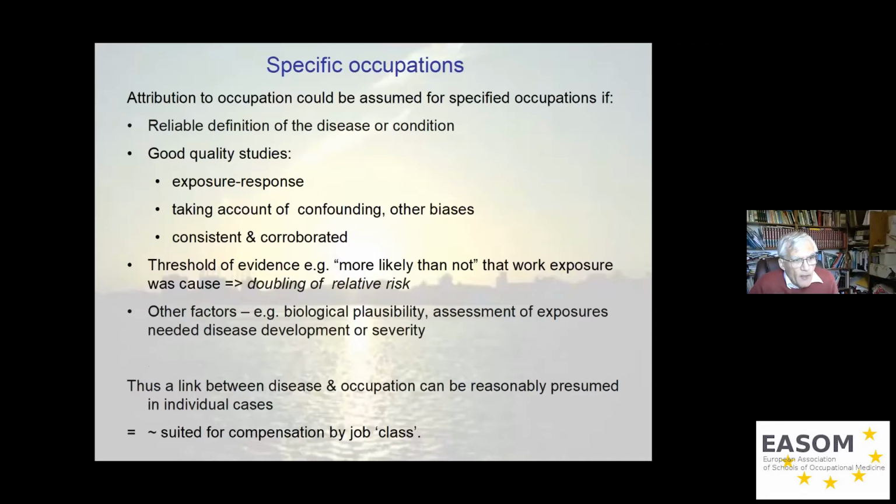If you're talking about a degree of disability, for example, not just the disease, you have good data on exposure response. If those studies take account of confounding and other biases, if they're consistent and corroborated, if you have a high enough threshold of evidence, many authorities, not all, will take a doubling of relative risk as being more than likely on the balance of probabilities.